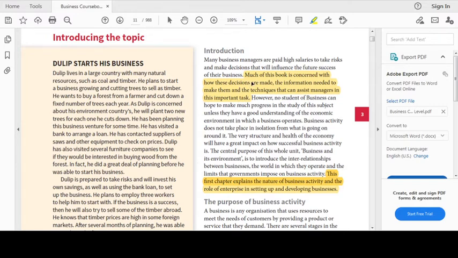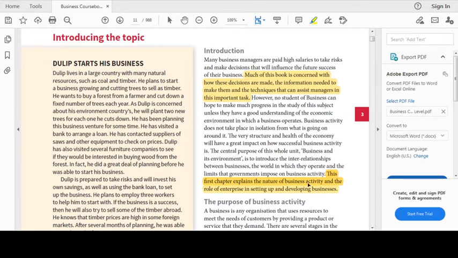Now what we will talk about: much of this book is concerned with how these decisions are made, the information needed to make them, and the techniques that can assist the managers. In IGCSE level, you were talking about how the business works, types and everything. But here in AS level, you talk from more of a managerial point of view. You are going to discuss more of the stuff that is related to planning and critical thinking.